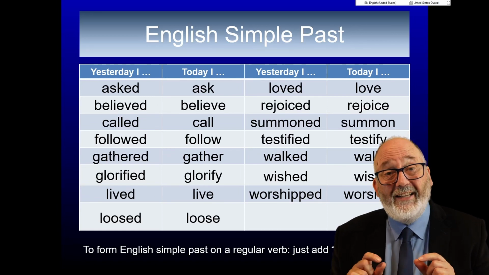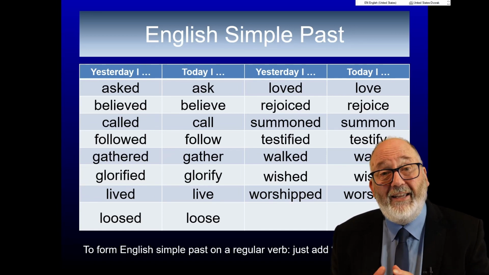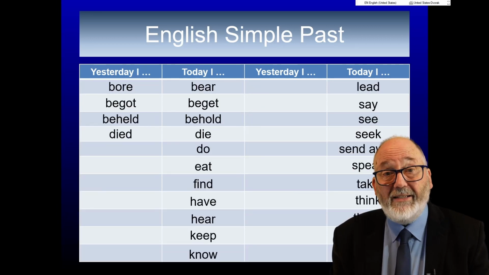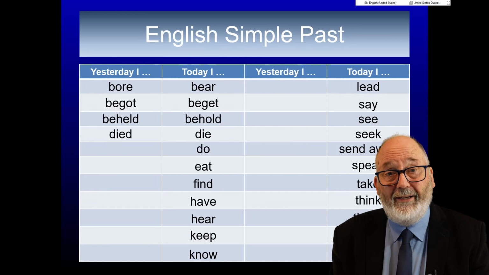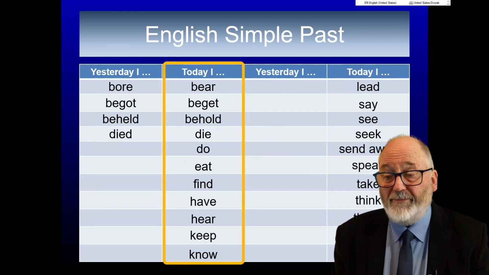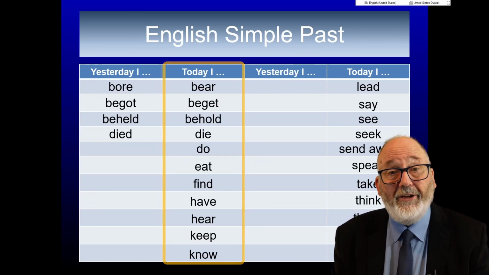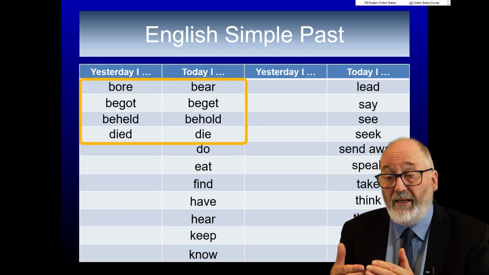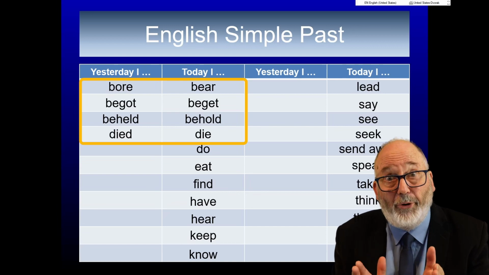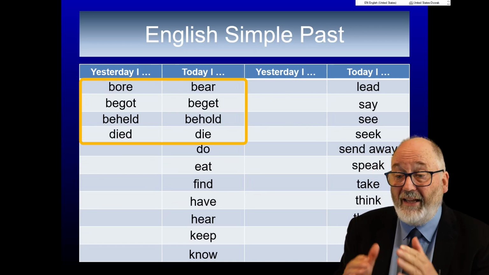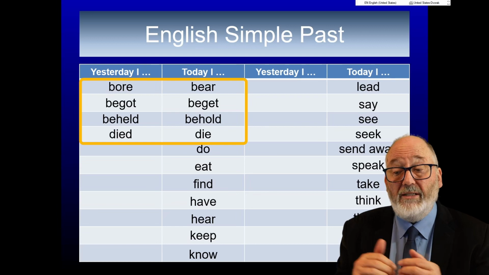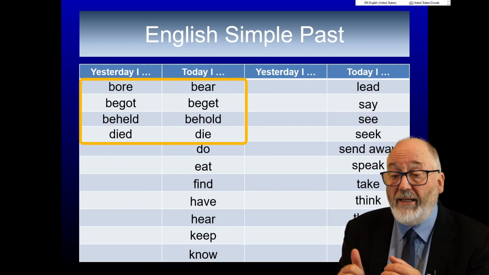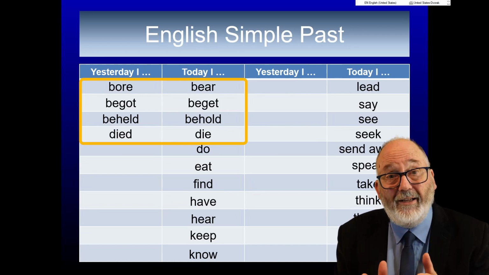There's slightly less of them than the English irregular verbs. So let's look at those next. So these English verbs are irregular. Bear, beget, behold, die, do, eat. So let's just do the same exercise. Today I bear, yesterday I bore. You knew that. Today I beget, yesterday I begot. Today I behold, yesterday I beheld. Today I die, yesterday I died.